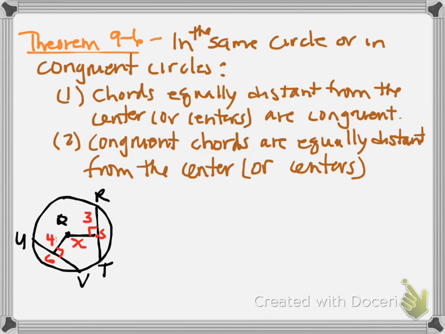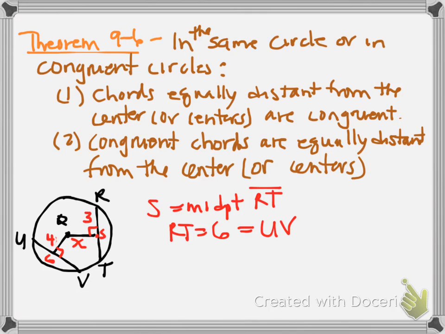Because we have a line coming out of the center that's perpendicular to the chord RT, what that tells us is S would have to be a midpoint of segment RT. And so that makes the length of RT equal to 6. Well, that is the same as the length of UV. According to theorem 9-6, our chords are congruent, therefore they're equally distant from the center, so X would have to equal 4.